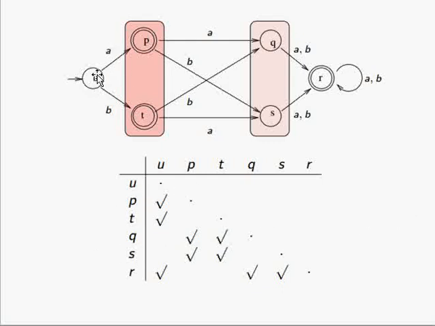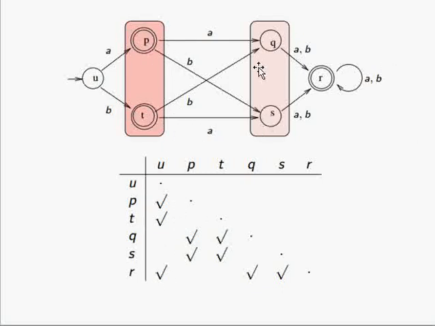Now let's see, if we consider this U, then PU is a correct pair because U is non-final and P is final. TU is correct. But UQ is not correct because both are non-final. SU is not correct because both are non-final. But UR is correct because U is non-final and R is final. Okay. Now consider this U column, PU, TU and RU got the tick mark.